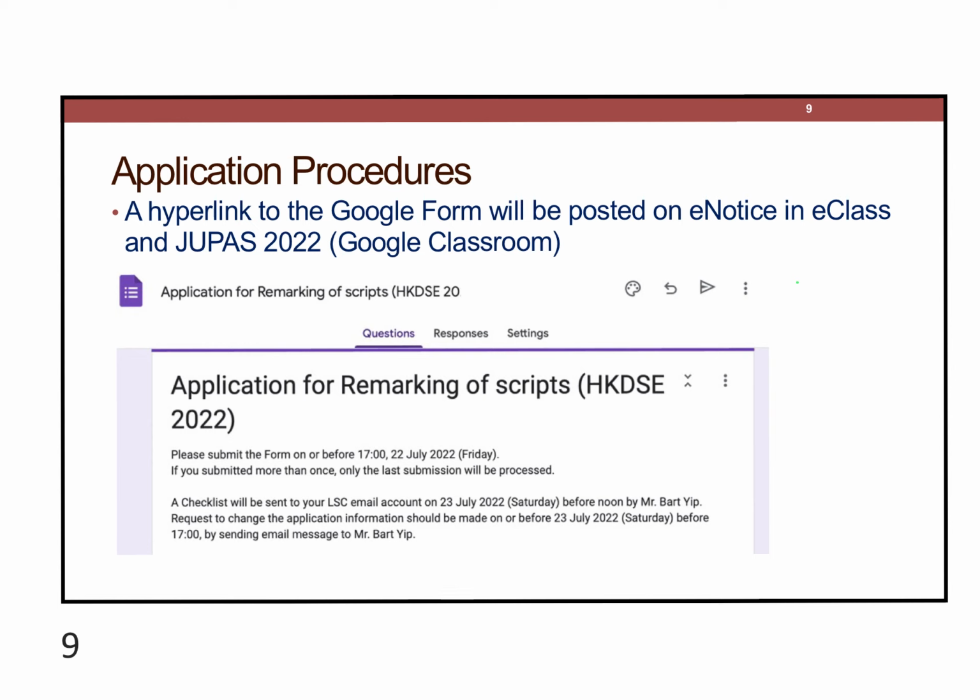Let me show you the design of the Google application form. The Google form will collect your school email address. You can see the internal deadline, 5 p.m. on 22nd July, Friday. As I mentioned before, a checklist will be sent to your school account on Saturday the 23rd before 12 p.m. If you find any problems, you must email me on the same day before 5.